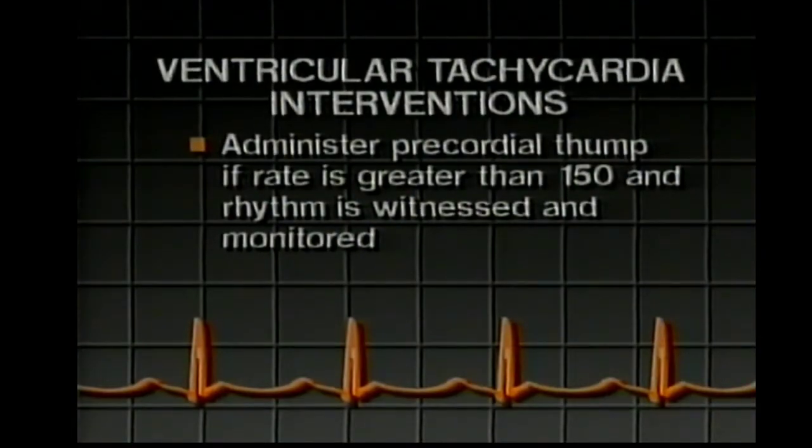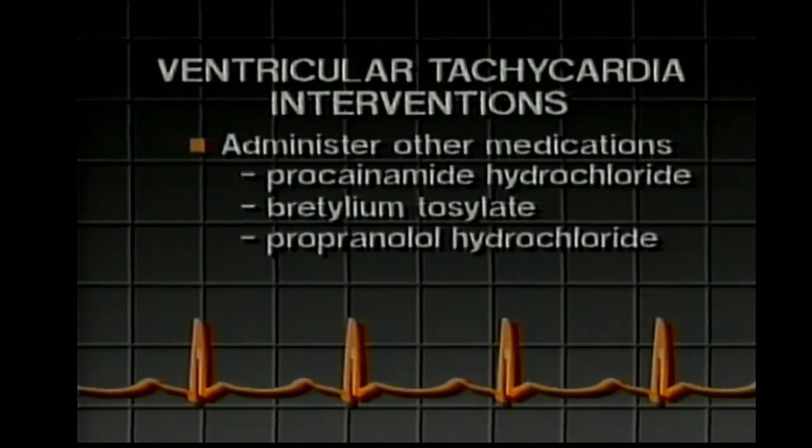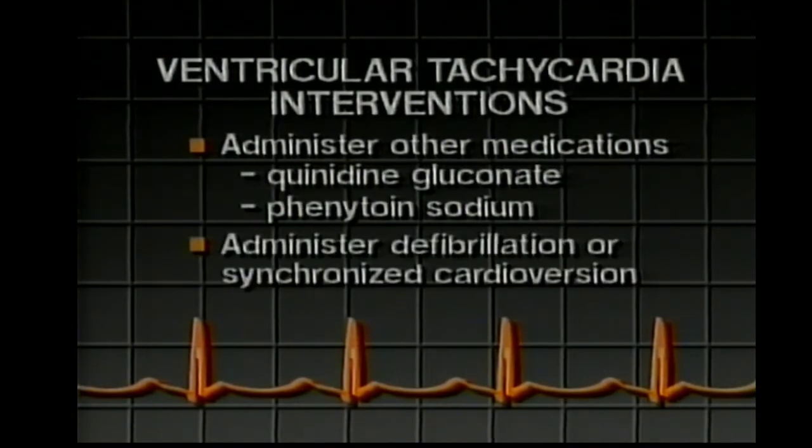If the rate is greater than 150 beats per minute or hypotension is present, a precordial thump is administered first, but only if the rhythm is witnessed and monitored. Otherwise, a bolus of IV lidocaine hydrochloride is administered first. Other medications which may be administered include procainamide hydrochloride, bretylium tosylate, propranolol hydrochloride, quinidine gluconate, or phenytoin sodium. Defibrillation or synchronized cardioversion may also be needed.